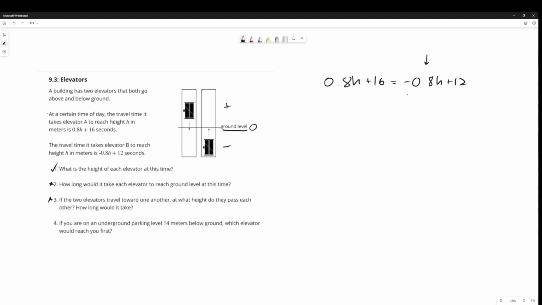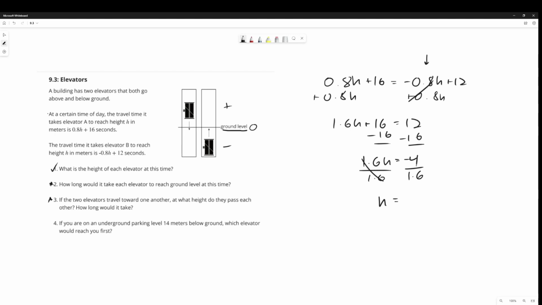All right, so like I said, the best way to start for me is to add 8 tenths h to both sides. I'm going to add 8 tenths h to the right and the left. This cancels out. I get 1 and 6 tenths h plus 16 equals 12. Subtract 16, subtract 16. We get 1 and 6 tenths h equals negative 4. And then we're going to divide both sides by 1 and 6 tenths. So now I have to do negative 4 divided by 1 and 6 tenths.